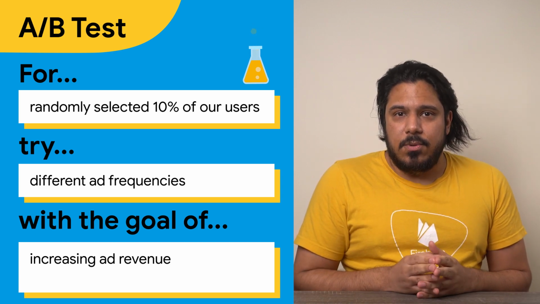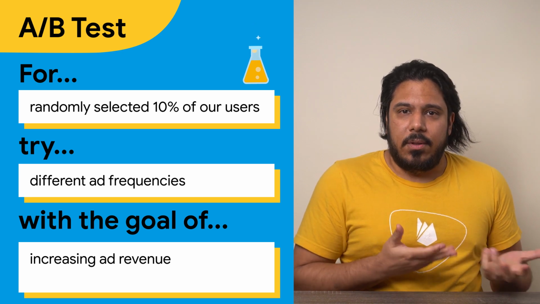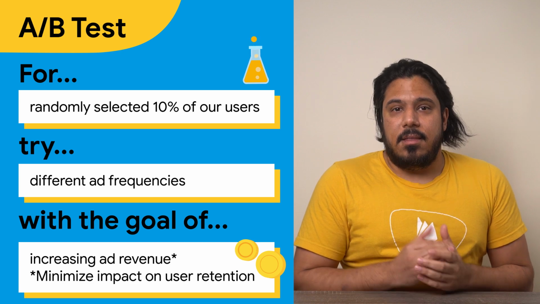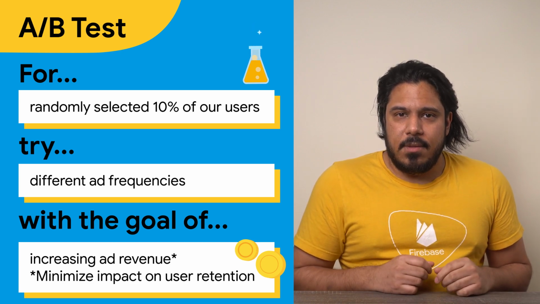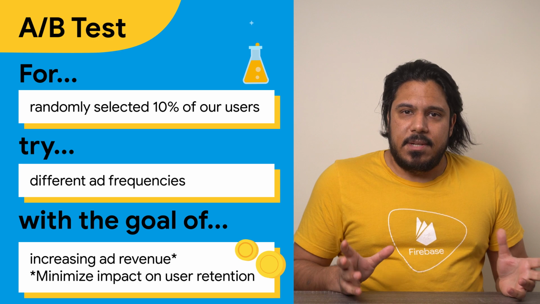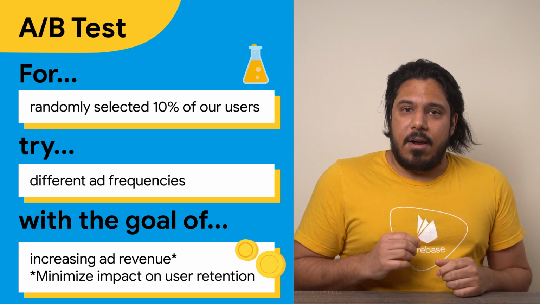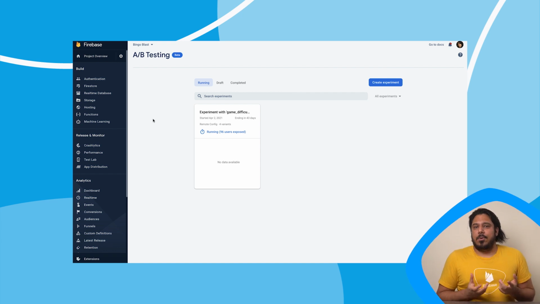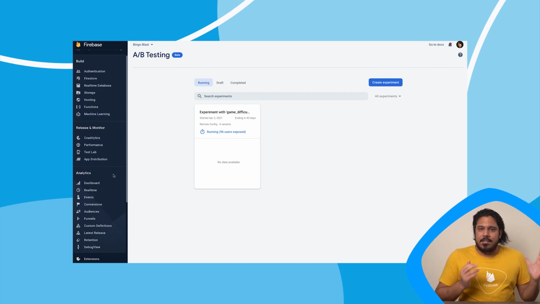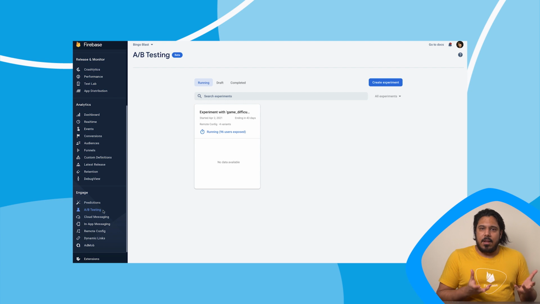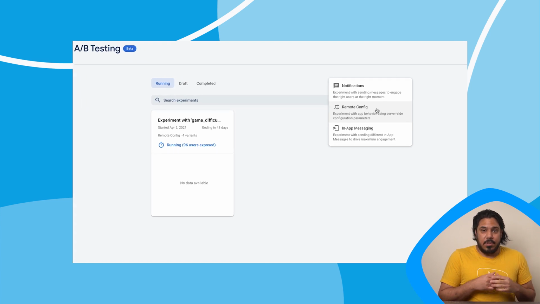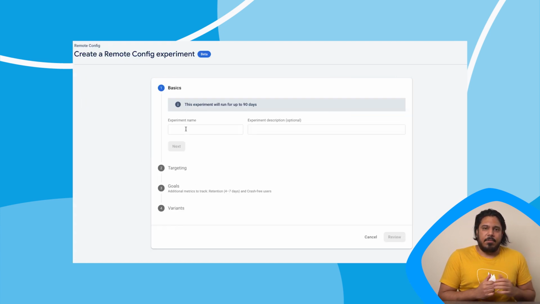So it seems fair to use increasing our ad revenue as the goal here, but there are also secondary metrics we'll need to consider, like the impact on user retention. Okay, so with our design experiment stencil filled out, let's go into the Firebase console now to set up the experiment. Okay, so in the Firebase console, I'll scroll down to the A/B testing section and click on it to start creating my experiment. Once it opens up, I'll click on Create Experiment and Remote Config, since we'll be using that to run the experiment in our app.